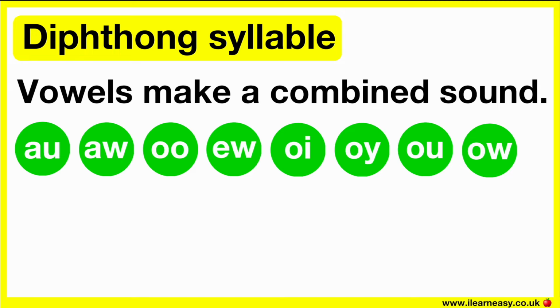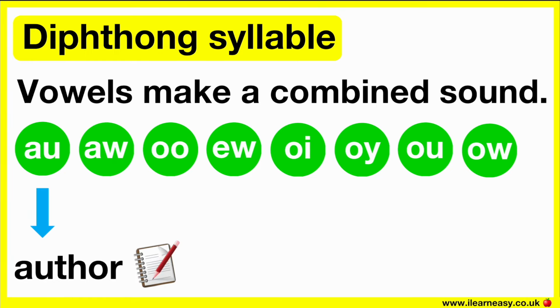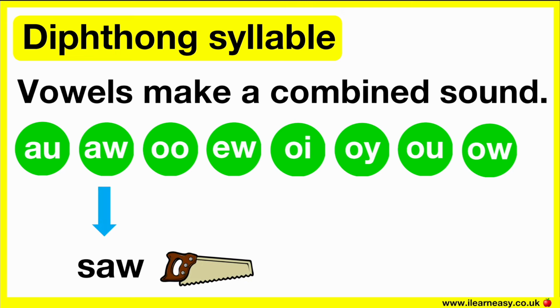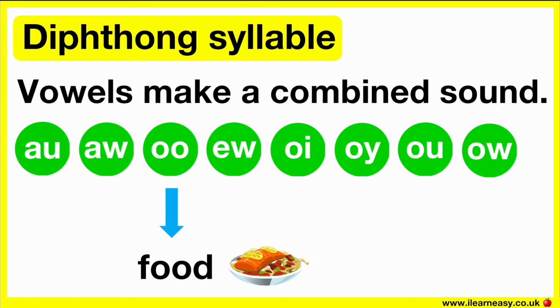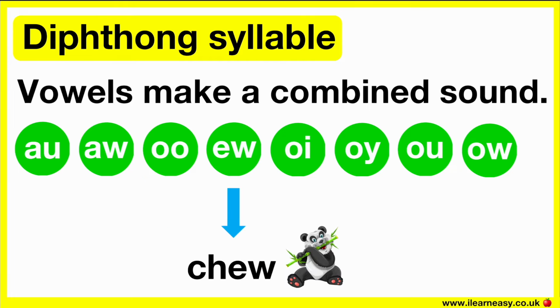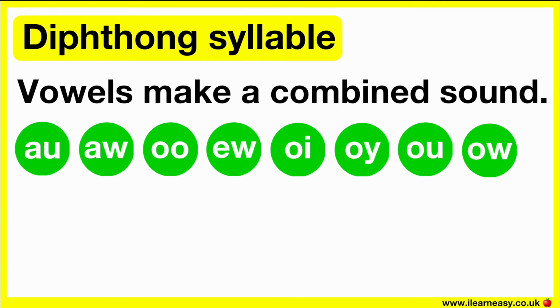AU and AW make the same OR sound. For example, author, saw. OO and EW can make the same OO sound. For example, food, chew. OO can also make the short U sound. For example, foot.